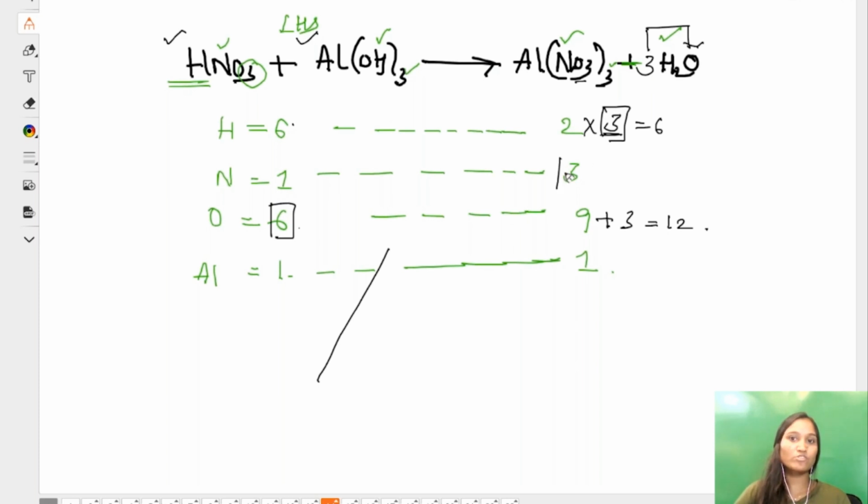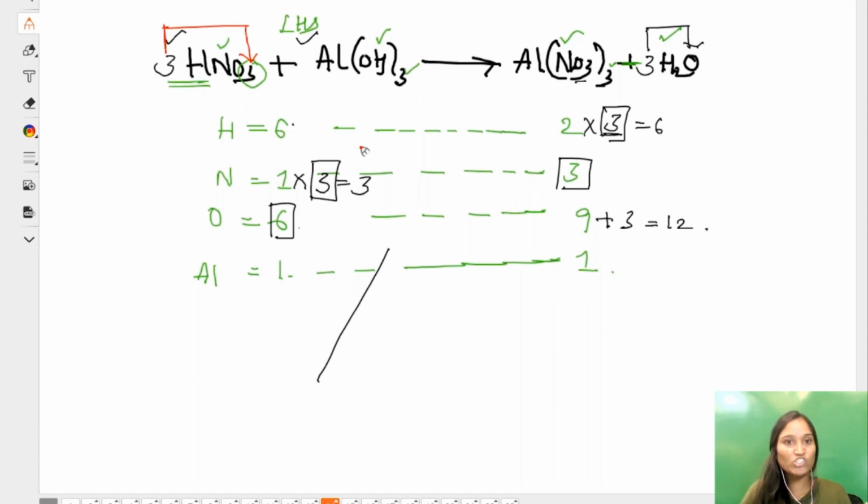Nitrogen, I have 3 on the other side. So here also I want 3. I have 1. So I should multiply with which number? I should multiply with number 3. Hey guys, am I audible? Yes, that's cool. So this number has to be placed before nitrogen. Nitrogen count is balanced. Now, this has an effect on oxygens also. Check now. I had only 3 oxygens from this end. Now, I have 3 into 3, 9 plus 3.